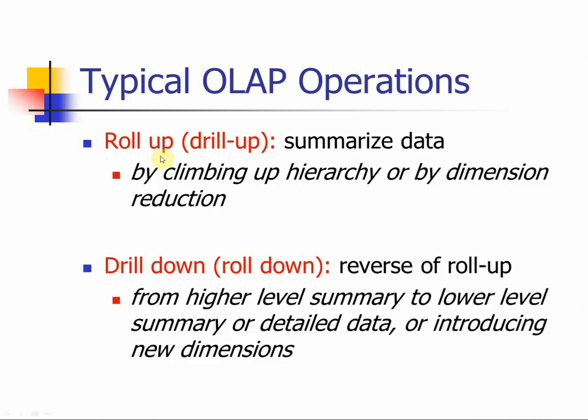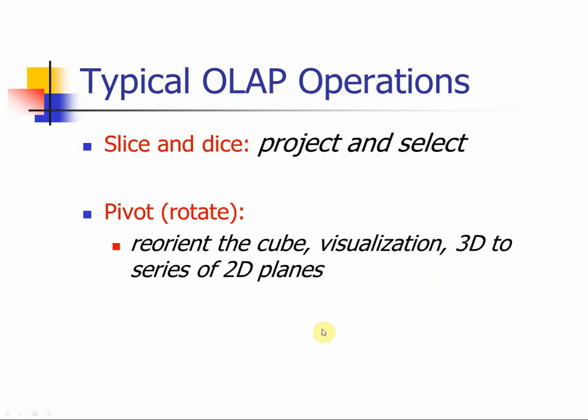Like we see, the roll up is going to summarize the data by climbing up the hierarchy or by dimension reduction. Drill down or roll down is the reverse of the roll up, basically going from a higher level summary to a lower level summary or detailed data. And then we can do the slice and dice, so we can project and select only the interesting information we are looking for, as well as the pivot, so that we can reorient the cube and see the visualization from a 3D series to 2-dimensional planes.